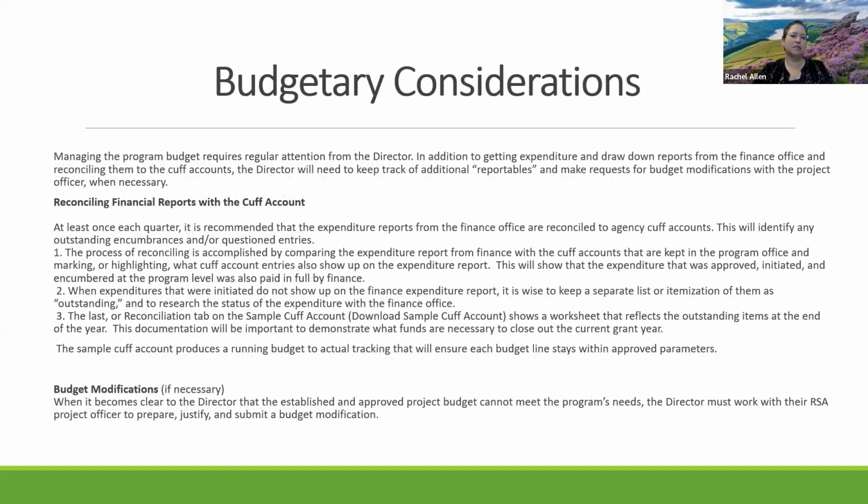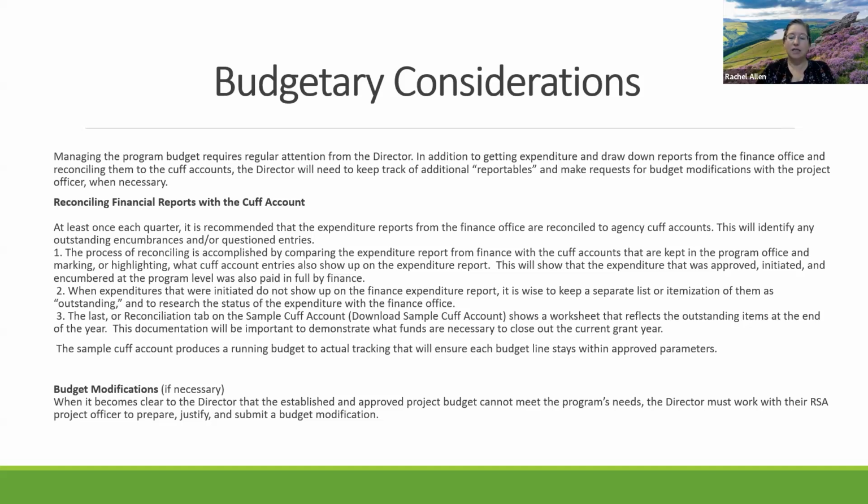Okay, so budgetary considerations. Managing the program budget requires regular attention from the director. Also, getting expenditure and drawdown reports like we talked about from the finance department on a regular basis and keeping track of those. It's one thing to get them. Maybe the finance department gives them to you every month. But if you're only looking at them every 3 or 4 months, then that might not be the most effective and efficient way of managing the budget.